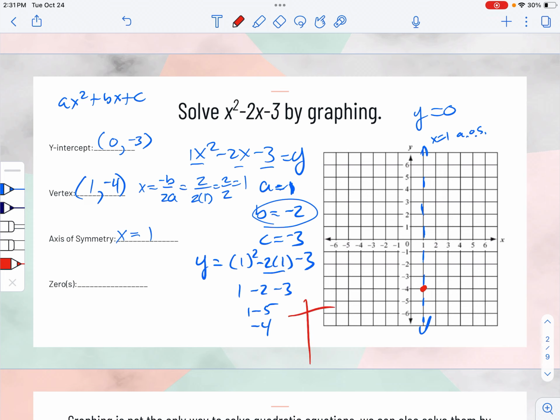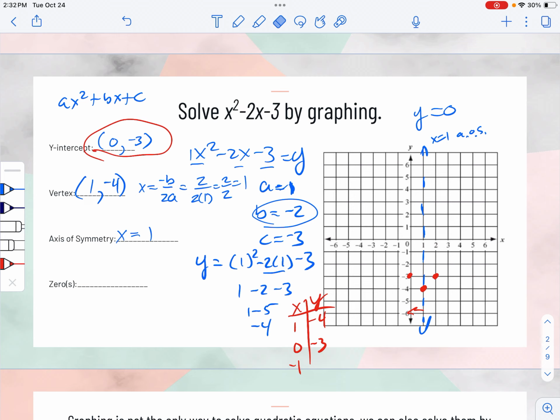Now, usually when we graph these, we make a little table and start out with our vertex. That's (1, -4). From that point, working towards the y-axis, I'll plug in 0 and -1. I already know when I plug in 0, I get -3, so that's this point right here. That's 1 unit away from the axis of symmetry, so I flip it over and go 1 unit past it, right there. So I've got those 2 points. I always mirror over the axis of symmetry.